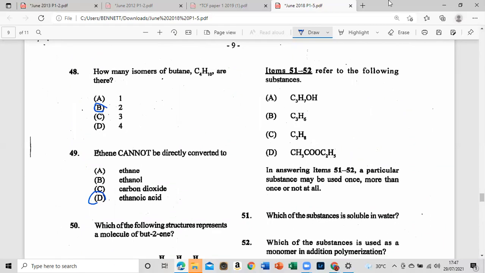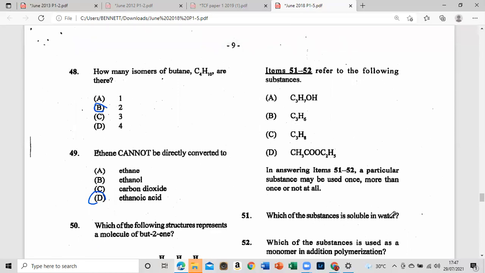All right. Items 51 to 52 refer to the following substances: CH4, C3H7OH, and so on. In answering the items, a particular substance may be used once, more than once, or not at all. Which of the substances is soluble in water? And that is C3H7OH. So 51 is A.